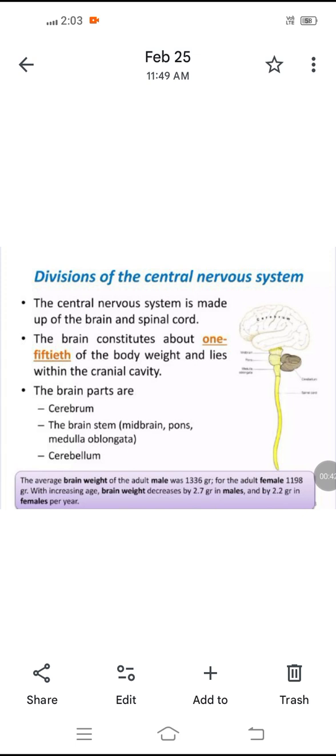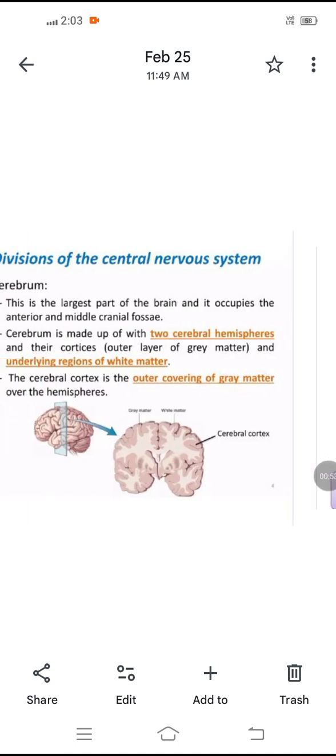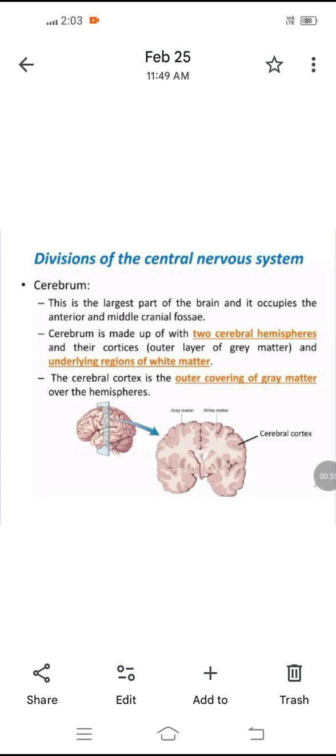The brain consists of cerebrum and brainstem. The brainstem consists of midbrain, pons, and medulla oblongata. It also contains the cerebellum. Next, the cerebrum, which is the largest part of the brain. It occupies the anterior and middle cranial fossa. The cerebrum is made up of two cerebral hemispheres, the right cerebral hemisphere and the left cerebral hemisphere.